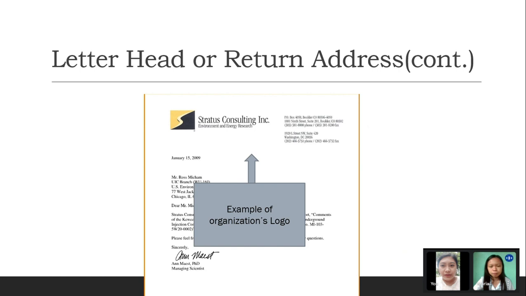Next is the optional element, the organization's logo. Example of organization's logo.